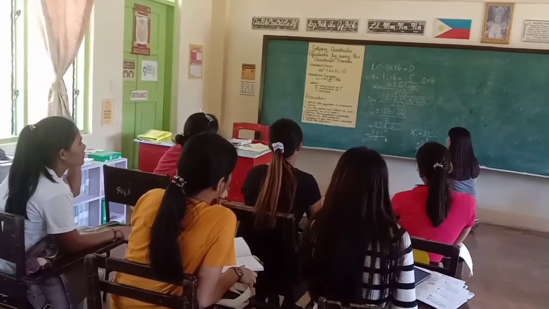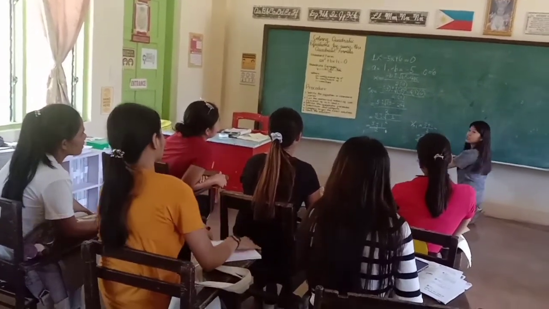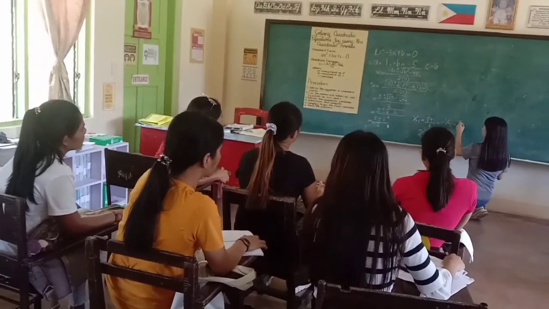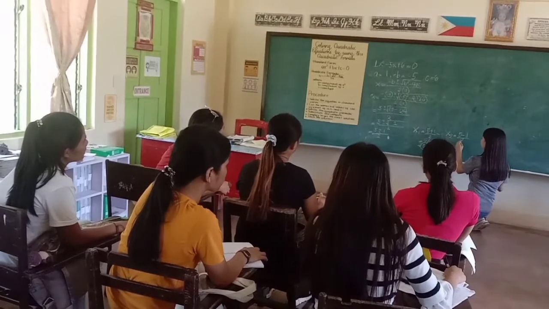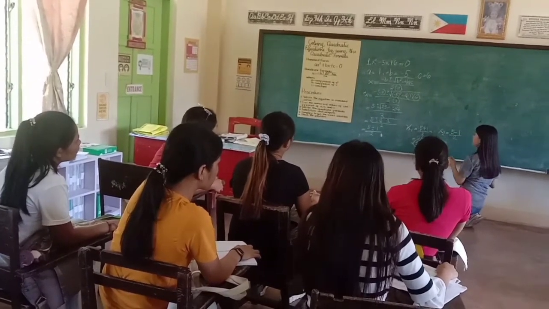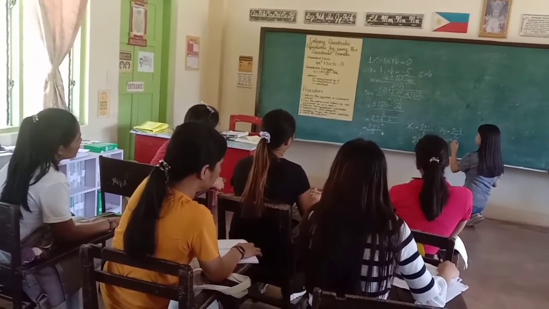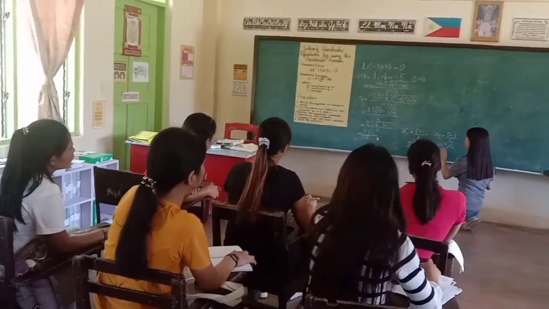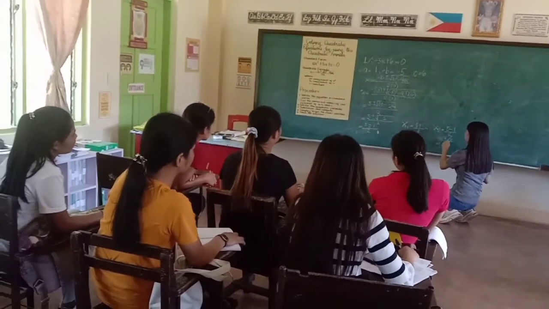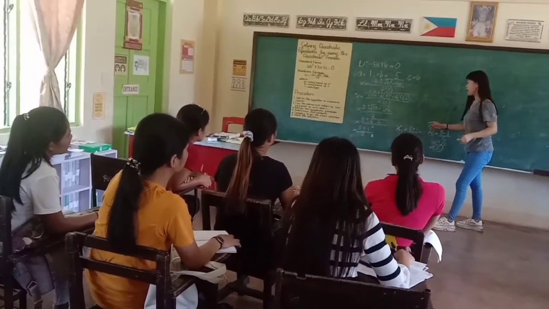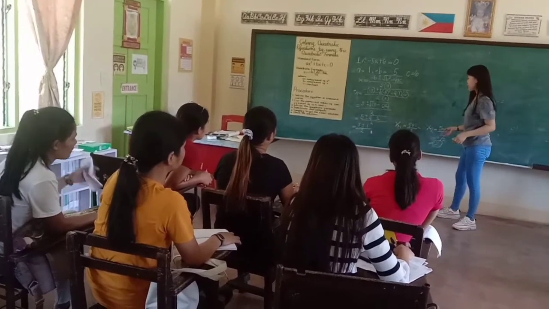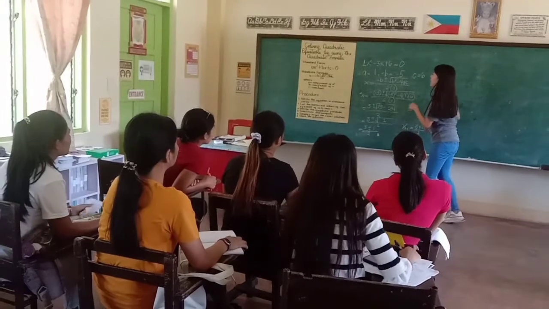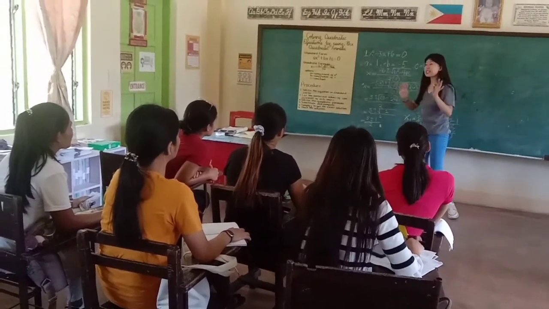The first value of x is 3. Then 5 minus 1 is 4. 4 divided by 2 is 2. So the two values of x are what? 3 and 2. The last step is to check the solution.